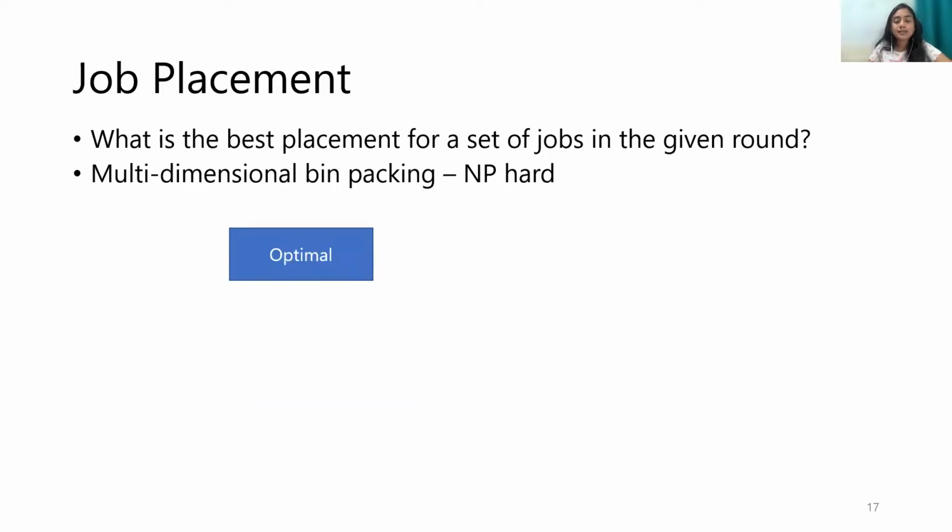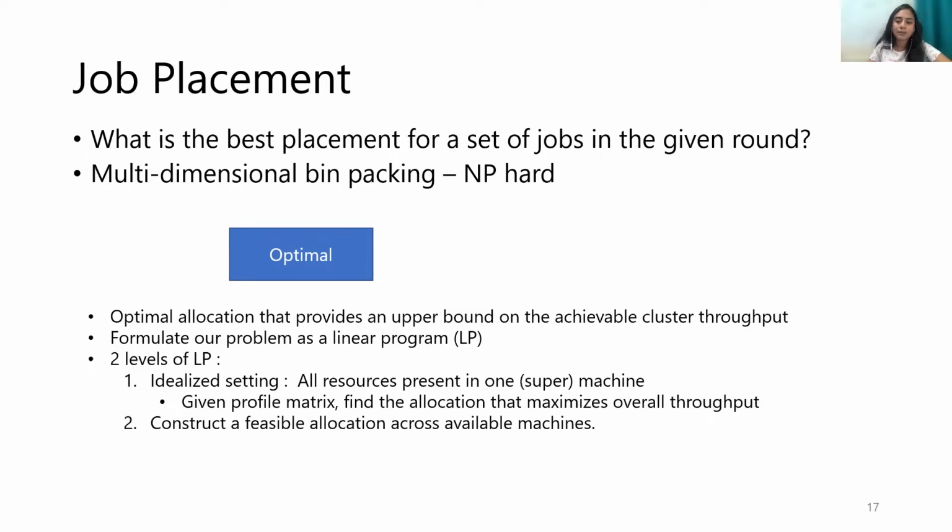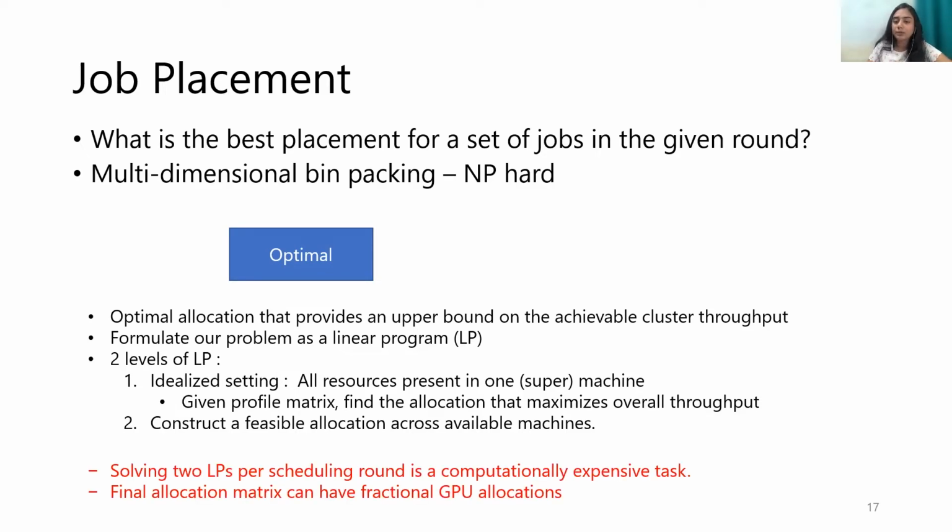The way Synergy tackles this is we first formulate a theoretical upper bound on the optimal throughput that's achievable in the cluster. We formulate this as a two-stage LP problem. The first LP assumes that all the resources in the cluster are available in one super machine, and it identifies the resource allocation per job that maximizes the cluster throughput. And in a second LP, we decide how to place these jobs across physical servers while minimizing the number of fragmented jobs. Now, although this provides a theoretical upper bound on the cluster throughput, there are two main challenges here.